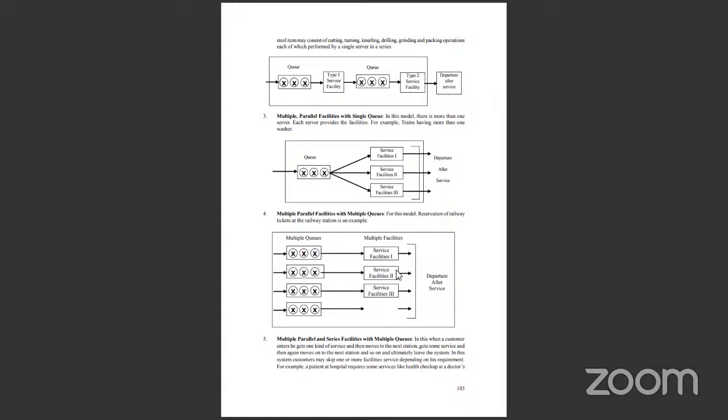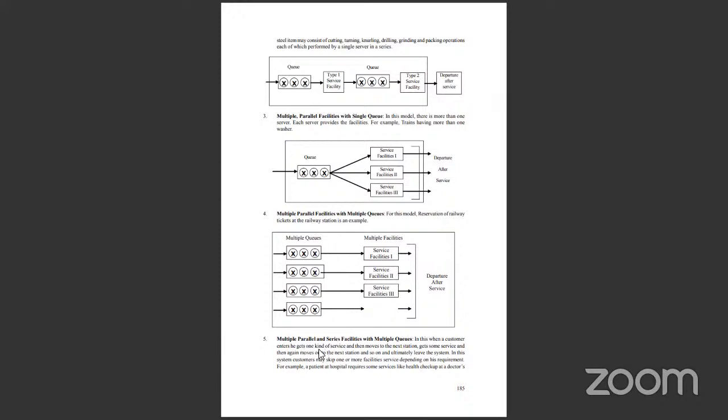This is another way. The reservation of railway tickets at the railway station is an example, where you are in a queue with different facilities. The example for this you can take is a DMart service facility with cash counters. If we keep different cash counters, then it is easy to serve the customers and customers can go easily. That is multiple parallel facility with multiple queues.